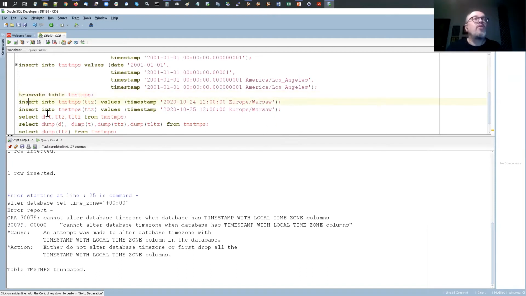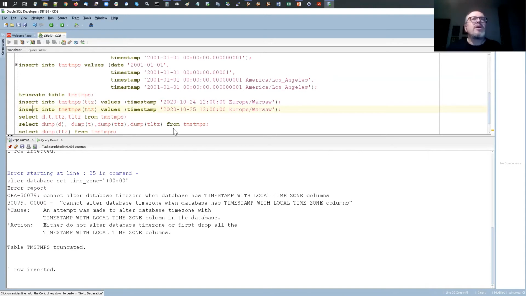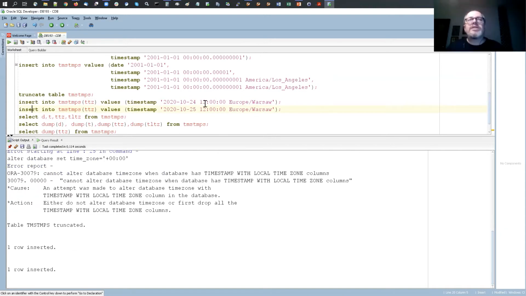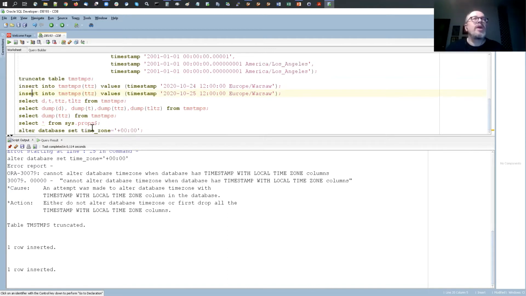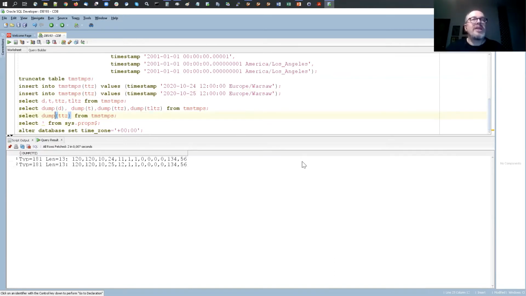So if we compare, I have truncated the table, let's insert two timestamps in Warsaw time zone at noon on the 24th and 25th of October this year, right? If we look at the internal interpretation of these values, we can see 2020, October 24th, 25th, the same Europe/Warsaw region ID. However, the time stored here is 10, and the time stored here is 11.